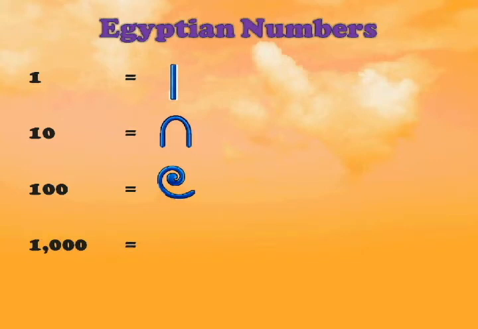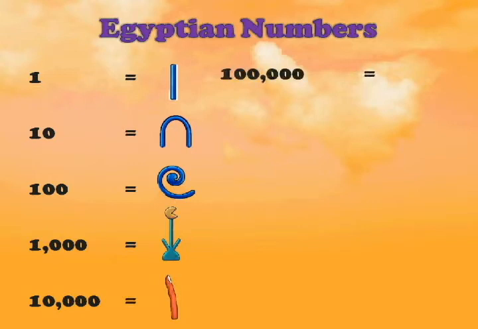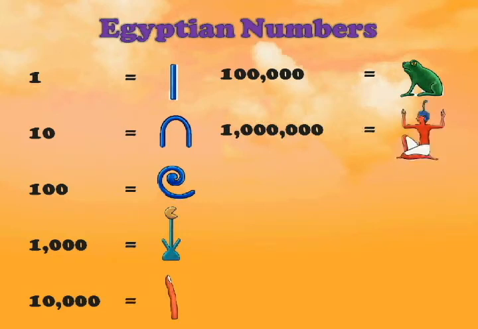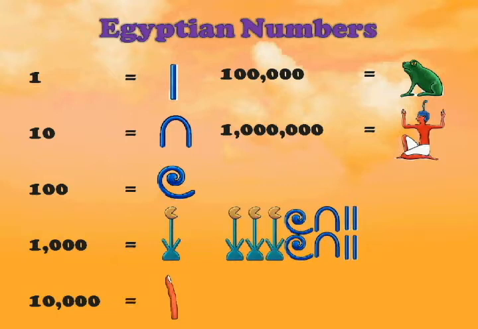1000 is a drawing of a lotus plant. 10,000 is represented by a finger. 100,000 is represented by a tadpole or frog. And 1,000,000 is the figure of a god with arms raised above his head. So, if we have a symbol like this, it equals 3,224.